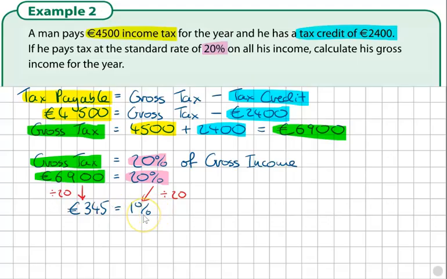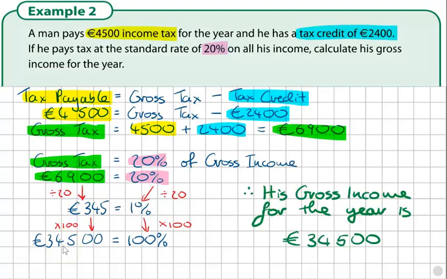So that's 1%. So now we want to work out 100%. So 1 times 100 gives us 100. So we multiply both sides by 100, and €345 times 100 is €34,500. So 100% is €34,500. Therefore, his gross income for the year is €34,500.